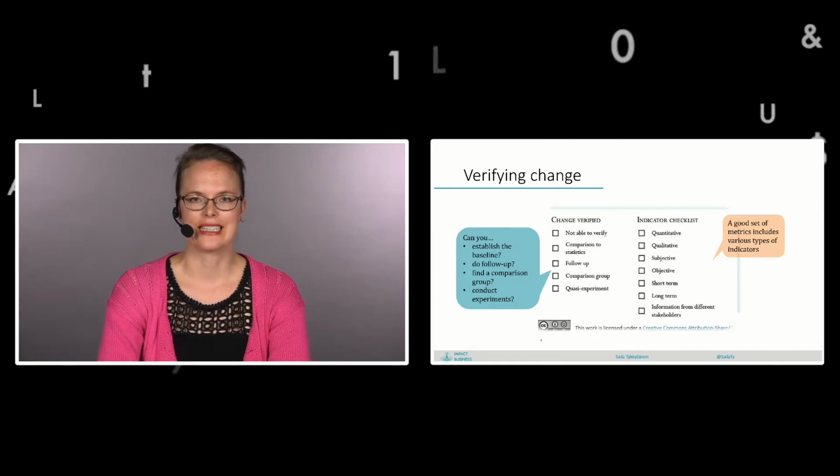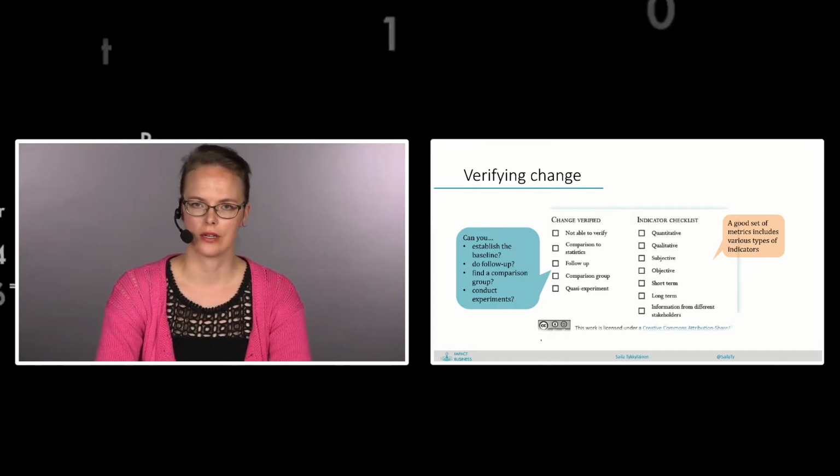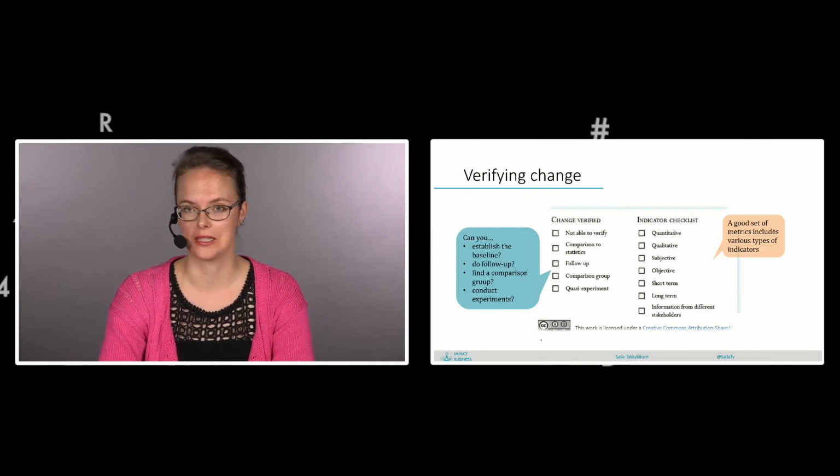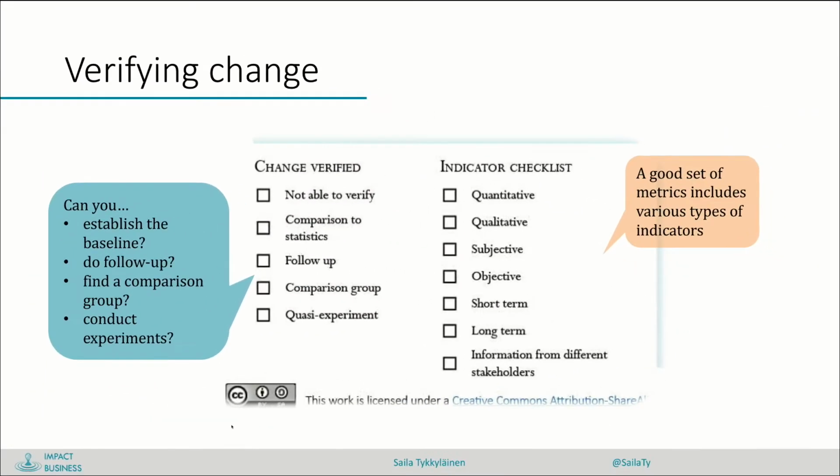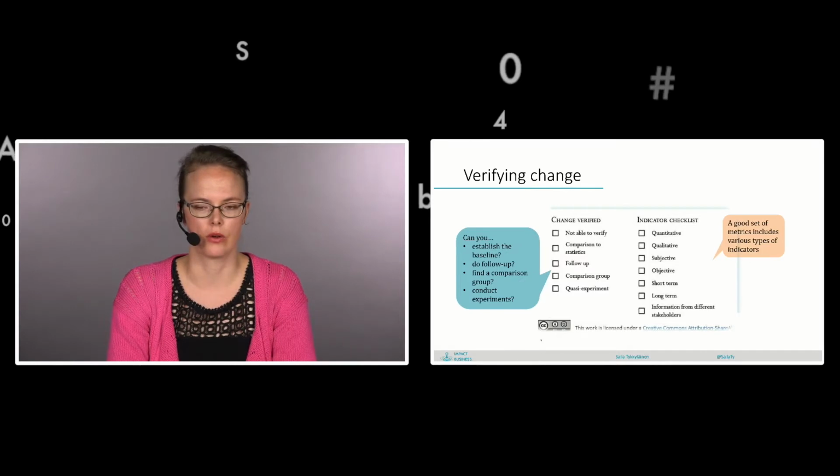And then there is the indicator checklist. You should actually be able to tick all those boxes, because a good set of metrics includes various types of indicators, quantitative and qualitative. You should of course ask beneficiaries their opinion on how their lives have been changed, but it would be really good to have some objective data as well, typically, for example, from workers, from statistics, and so forth.